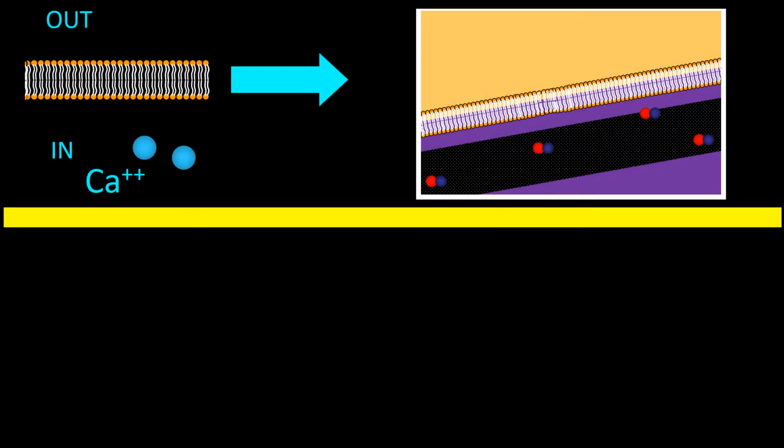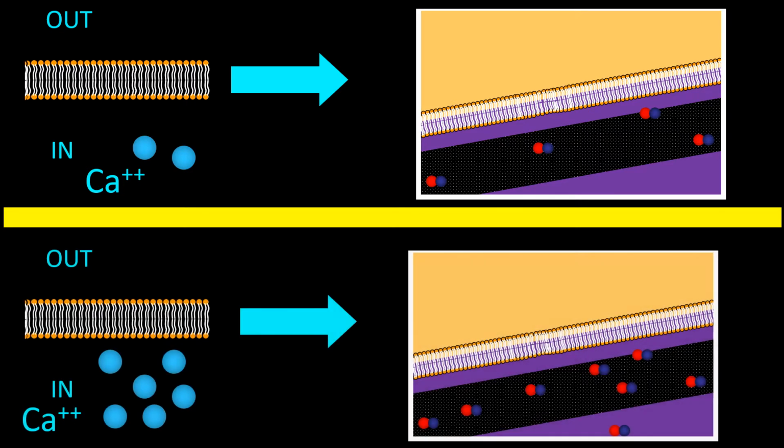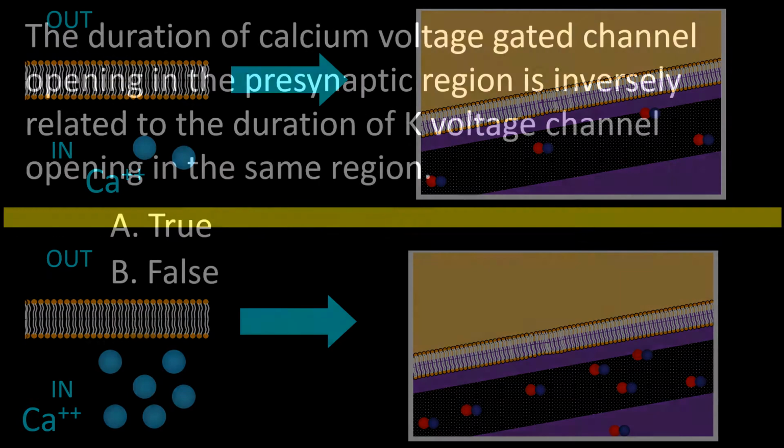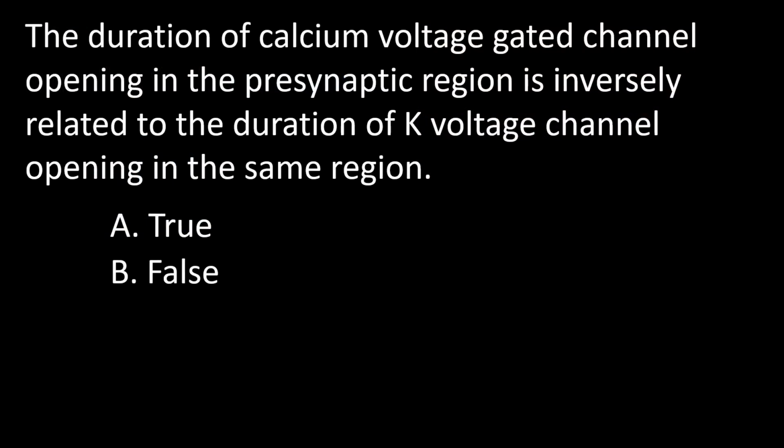The consequence of lower intracellular calcium is limited release of acetylcholine molecules, as you can see in the upper panel. Acetylcholine molecules are represented by the red and blue balls in the junction. The consequence of higher intracellular calcium is the release of many acetylcholine molecules. So the answer to this question is A.